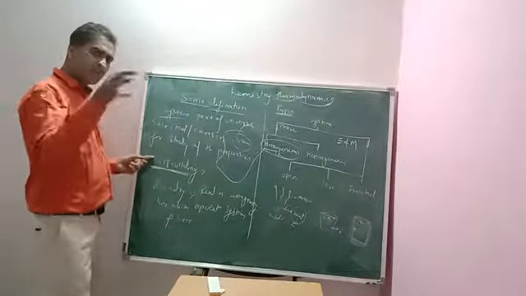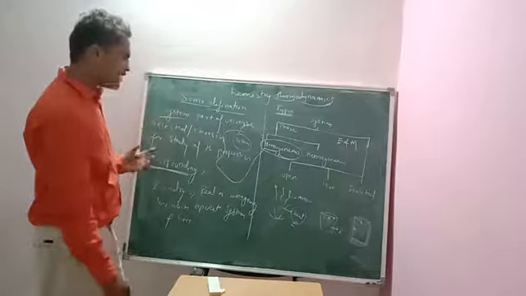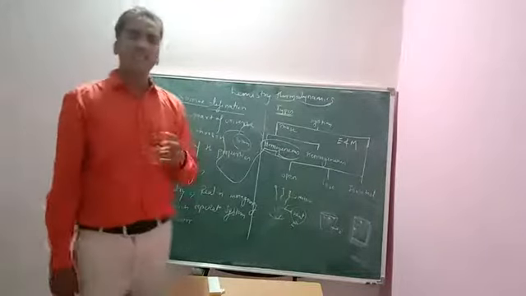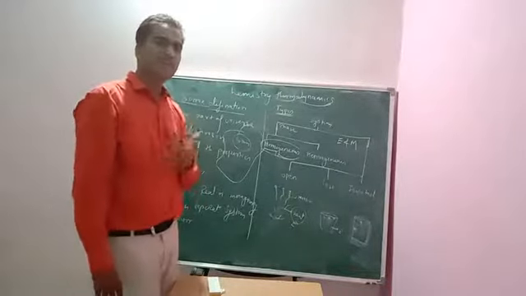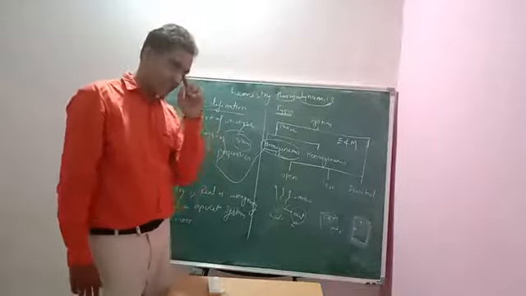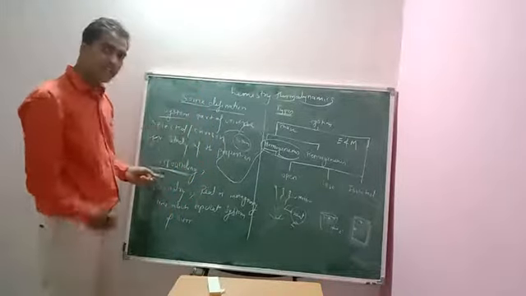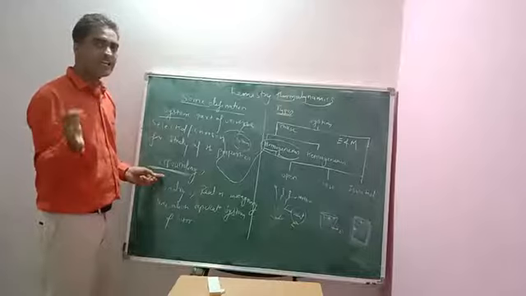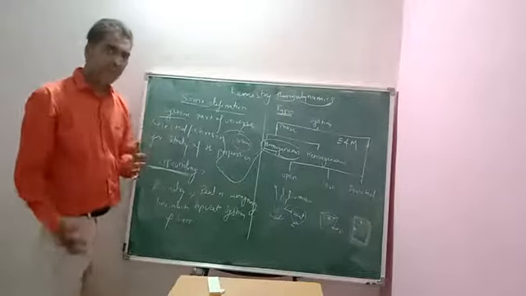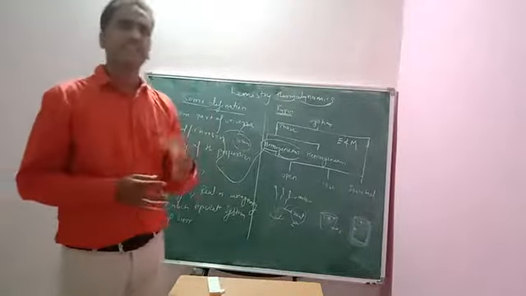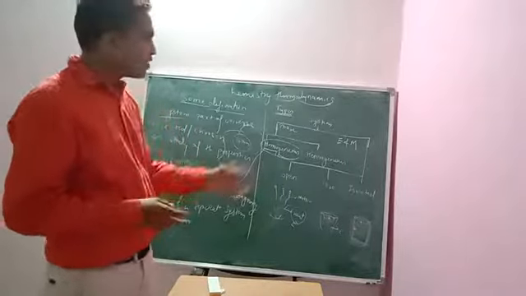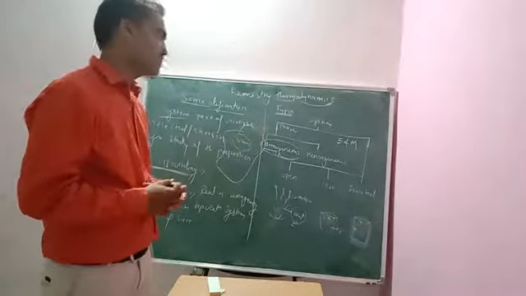Now, the part of the universe other than the system is called the surrounding. The system and surrounding are separated by a real or imaginary line called the boundary, and the combination of all these is called the universe. Now, today's second part, types of system.